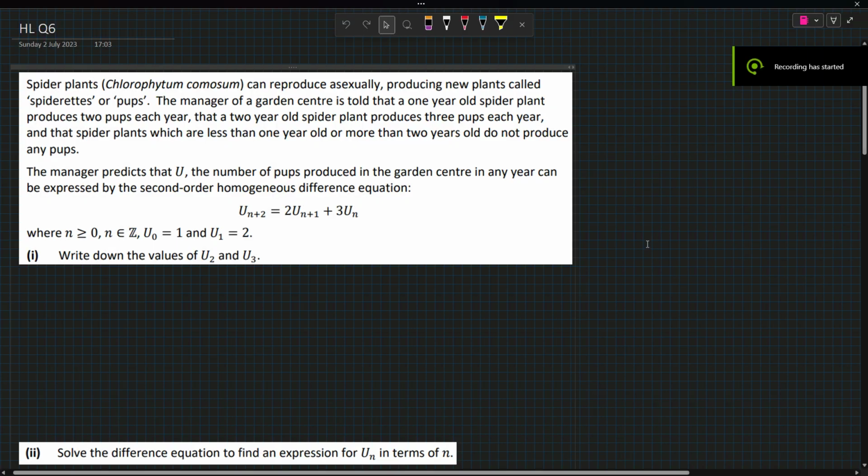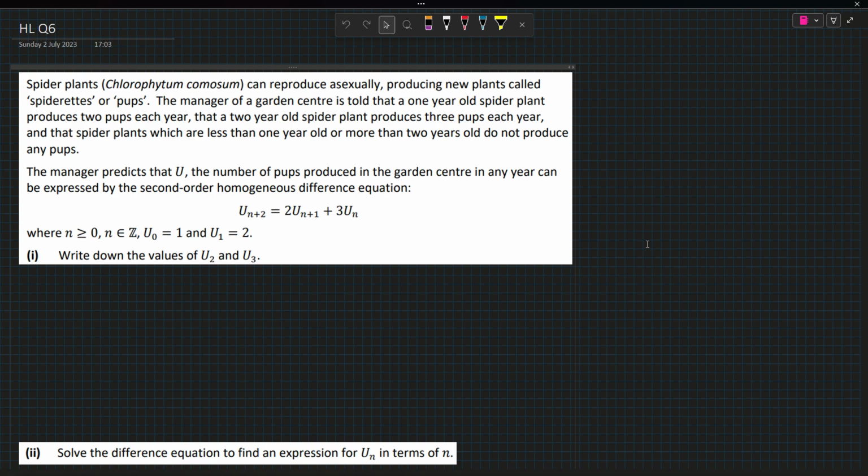Question 6 of the higher level applied maths paper is a difference equations question, which is completely brand new to the applied maths course, but isn't new to the proper maths course because it was there before Project Maths was the thing. So we're told that spider plants can reproduce asexually, producing new plants called spiderets or pups. This doesn't really matter. So we're just given this difference equation.